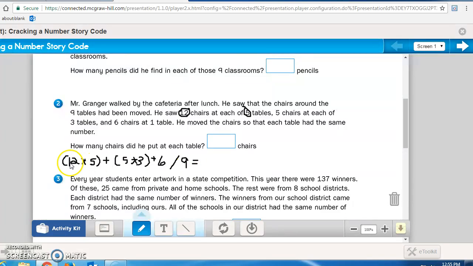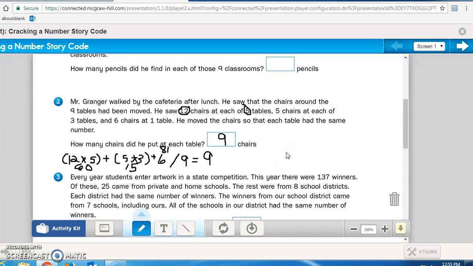Multi-step problems. 12 times 5 is 60. 5 times 3 is 15. So 60 plus 15 is 75, plus 6 is 81. So 81 divided by 9 is 9. So how many are going to be at each table? 9 will be at each table.